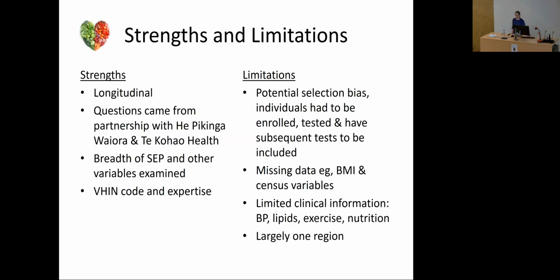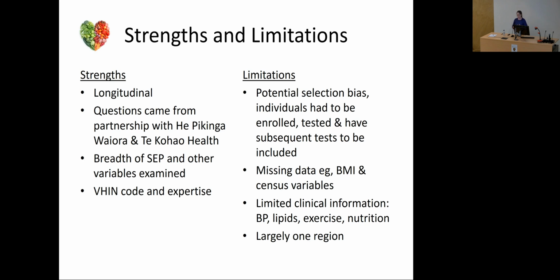So what were the strengths and limitations of this work? Well, we've talked a little about the longitudinal analysis and the breadth of social variables. Having these questions come from the community, Te Koha Health was particularly interested in things like Te Reo and how protective that was. An awesome addition to being able to use this data to help them with those questions.